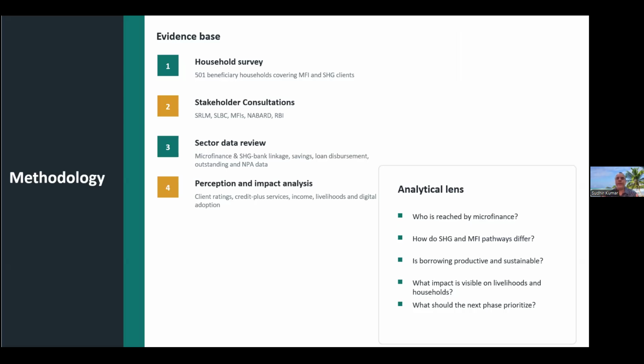So this is basically the methodology, which is an evidence-based one. We had a client level questionnaire, then a stakeholder consultation, then a sector data overview, which covered the MFIs and SHGs separately. So both microfinance and SBLP sectoral data was done. Then the perception and impact analysis of clients' perception and what impact they are reporting. The analytical lens we applied is: who is being reached, and how do SHG and MFI pathways differ? Is the borrowing productive and sustainable? What is the impact which is visible, and what should be the next phase for the Tripura microfinance sector as a whole?